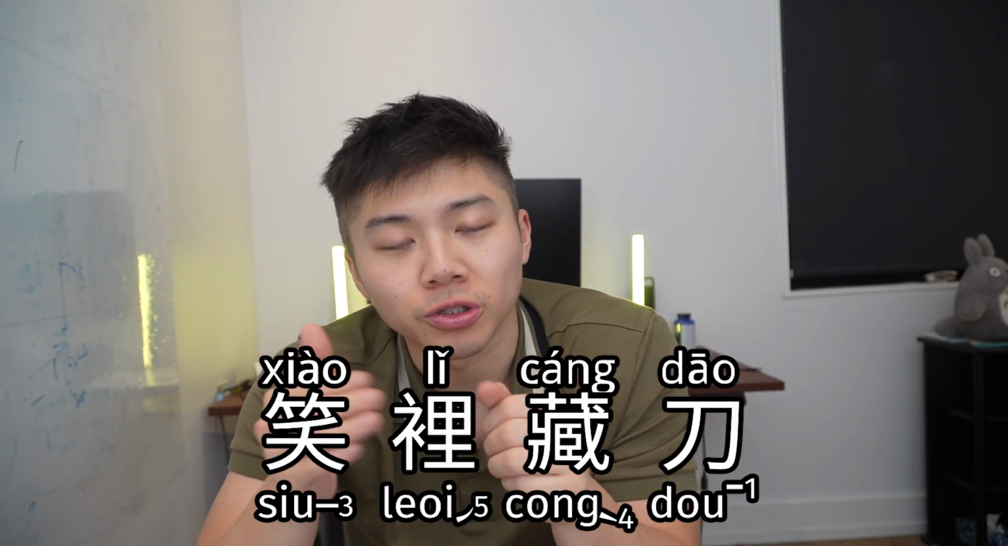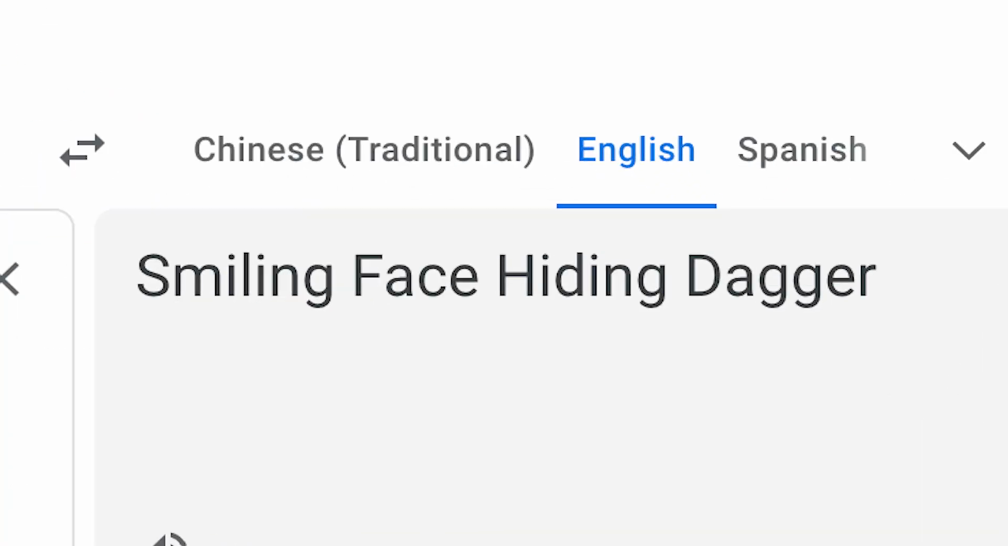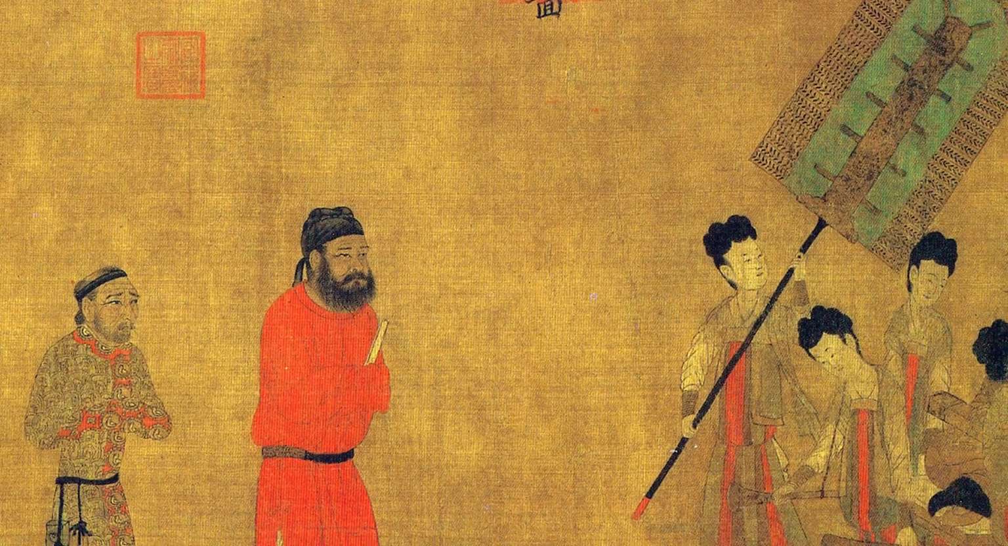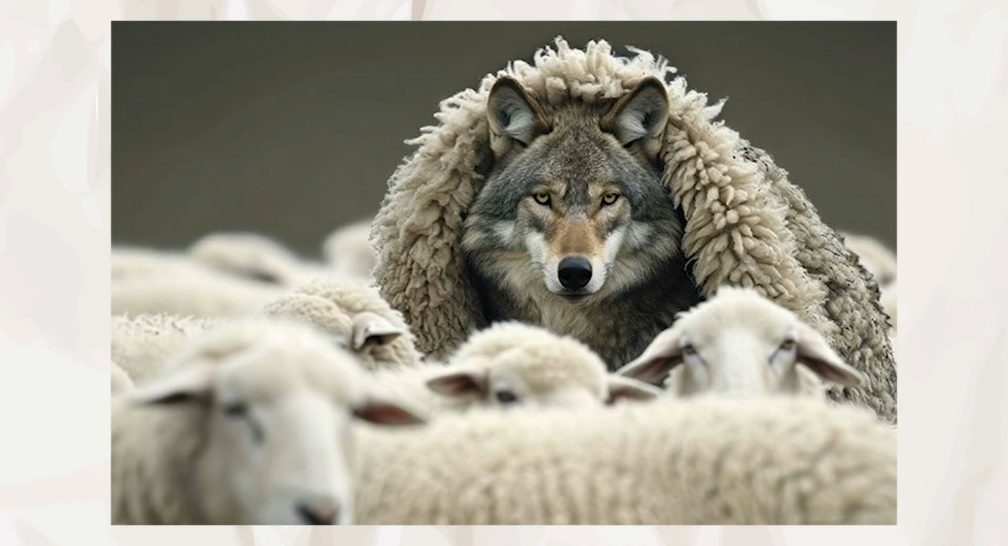Say we were to put the Chengyu 笑里藏刀 into Google Translate. This is what we would get. Incredibly helpful, as you can see. What the hell does smiling face hiding dagger mean? Can someone tell me what that means? This phrase is actually rooted in Chinese history and came during the Tang Dynasty in the 7th century. And it's similar to in English how we say a wolf in sheep's clothing. Basically just someone who is really nice on the surface, really kind, but secretly is trying to screw you over. I can think of a lot of people like that.